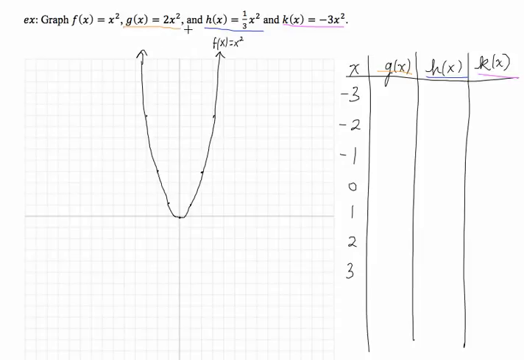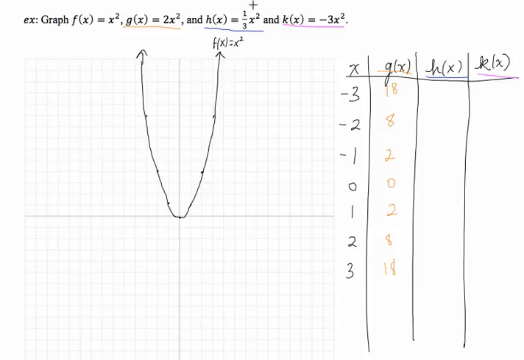So for g of x equals 2x squared, if I plug in -3, it's -3 squared is 9 times 2 is 18. A little off the graph. If I plug in -2, squared is 4 times 2 is 8. That point we can plot. -1 squared is 1 times 2 is 2. 0 squared is 0 times 2 is 0. And these points are just going to reverse to 8 and 18.